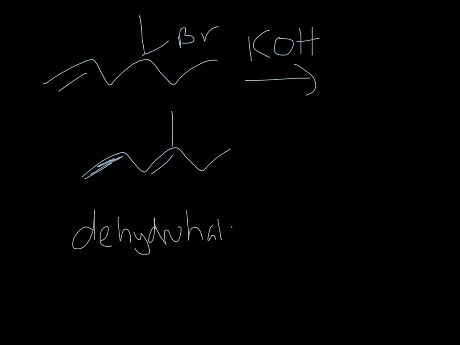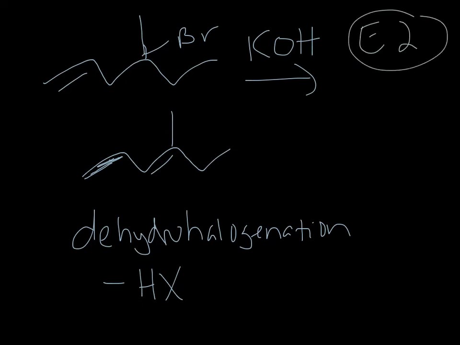So this is a dehydrohalogenation, so minus HX. Bromine is already a good leaving group, and so we just need a base to come pluck off that proton. This will proceed through an E2 mechanism because of that strong base. It's very good at plucking off the proton, so it will pluck the proton off of the beta carbon, fold those electrons in, and kick the leaving group off in a concerted step.